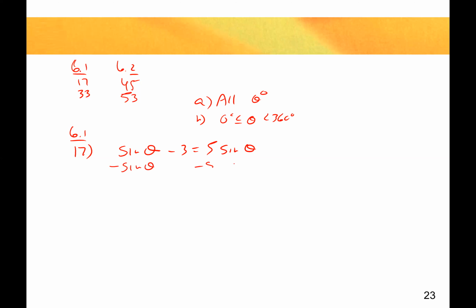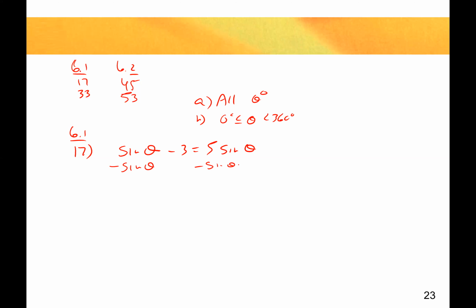Okay, let's go back to 6.1 real quick with a couple of questions. 17 is what we're looking at. I don't have these marked, so I have sine theta minus 3 is equal to 5 sine theta. And it says, first of all, find all degree solutions from 0 to 360, but not including 360, so anything less than 360. Okay, so first things first is algebra. We have to solve this.